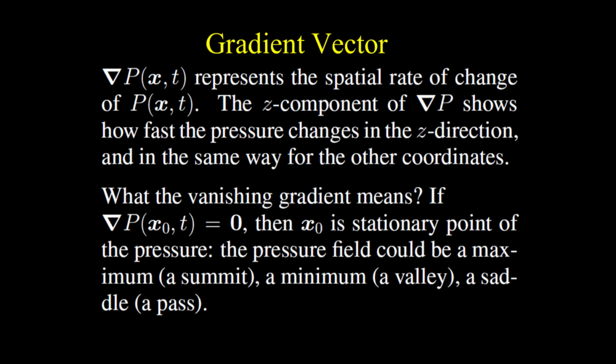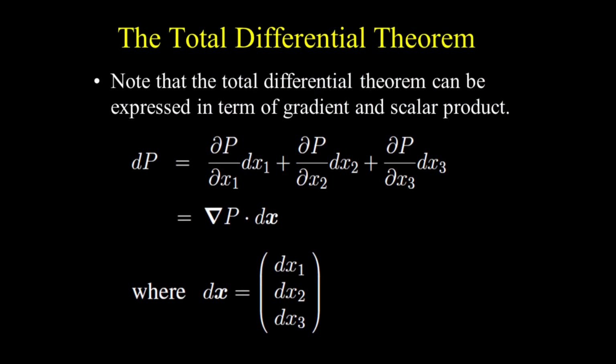Gradient of P represents the spatial rate of change of P. The z component of the gradient of P shows how fast the pressure changes in the z direction, and in the same way for the other coordinates. What does the vanishing gradient mean? If the gradient of P equals 0, then x0 is a stationary point of the pressure. The pressure field could be a maximum or a summit, a minimum or a valley, or a saddle or pass. Note that the total differential theorem can be expressed in terms of gradient and scalar product.